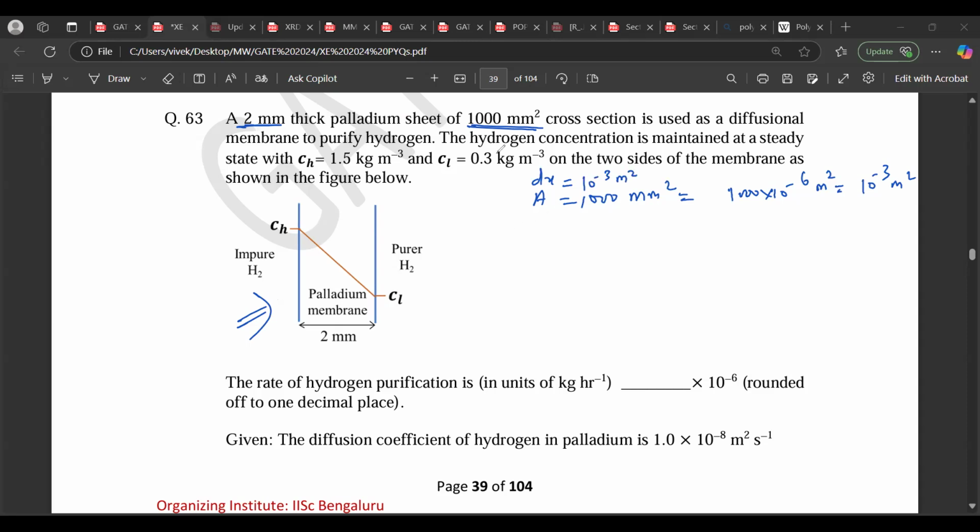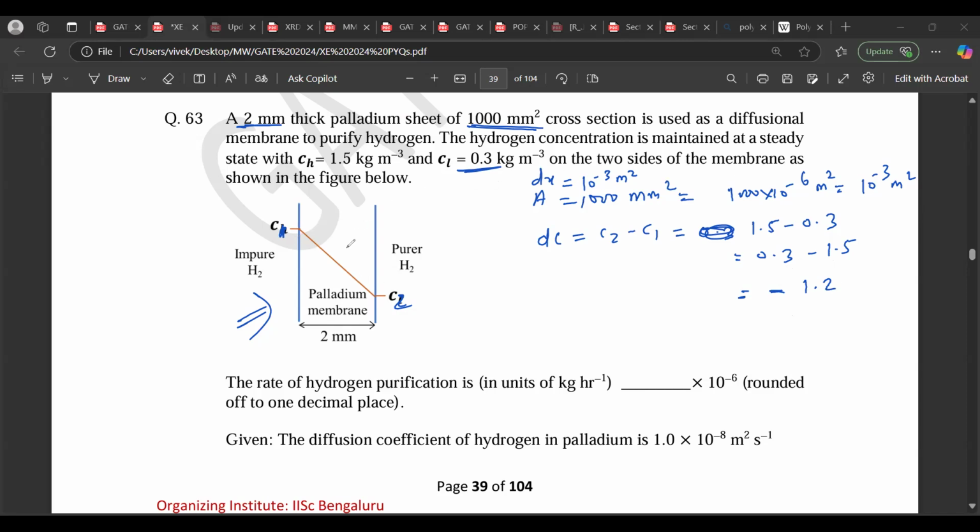Now, hydrogen concentration is maintained, so CH and Cl. This CH I can write as 1 and I can give it 2. So my dC is C2 minus C1. How much is C1? 0.3. Whatever, that doesn't matter. It's a difference, so actually it is 0.3 minus 1.5. You'll get a negative value of 1.2, but that's okay, let's keep it negative. C2 minus C1.